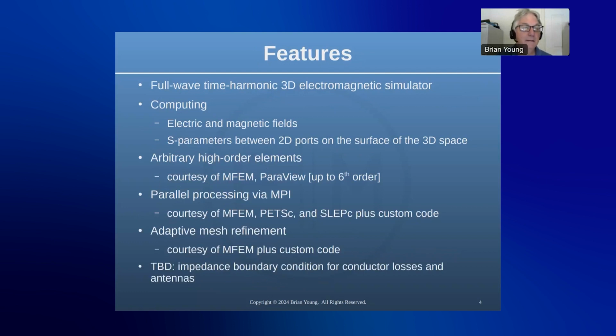So the features I'm targeting is a full wave time harmonic 3D electromagnetic simulator that computes the electric and magnetic fields, and then from those fields extracts S parameters between 2D ports on the surface of the 3D space. Courtesy of FEM, it supports arbitrary higher order elements. Courtesy of FEM, PETSc, SLEPc, and some custom code, also parallel processing via MPI. And then I'm also leveraging FEM's adaptive mesh ability to do adaptive mesh refinement. So far, one feature I need to add before releasing it is the impedance boundary condition, which I just left off because I didn't want to mess with it to start off with, because there's so many things that have to be pulled together to get it started.